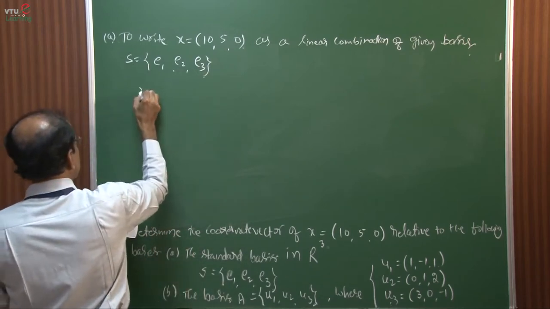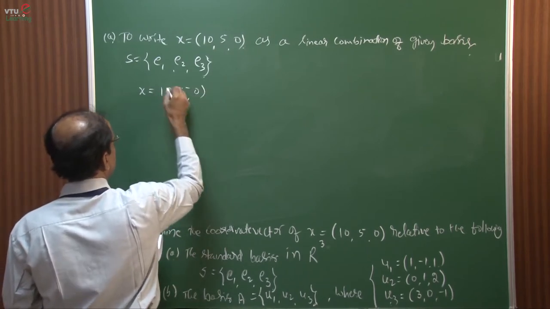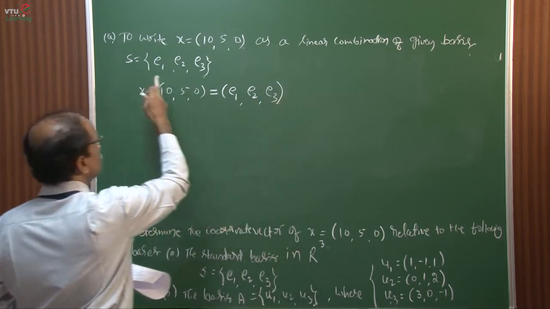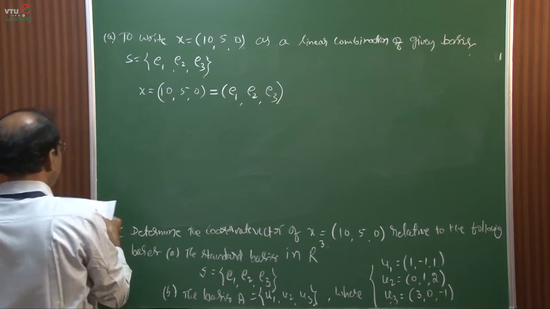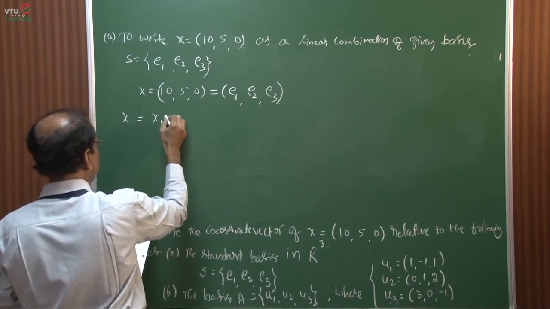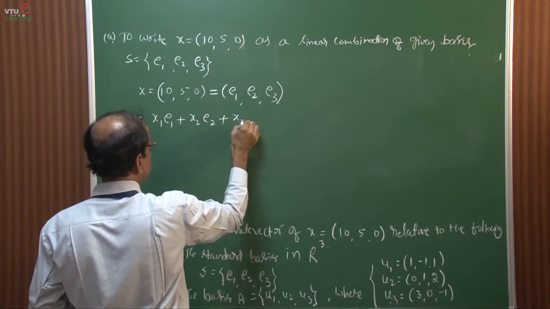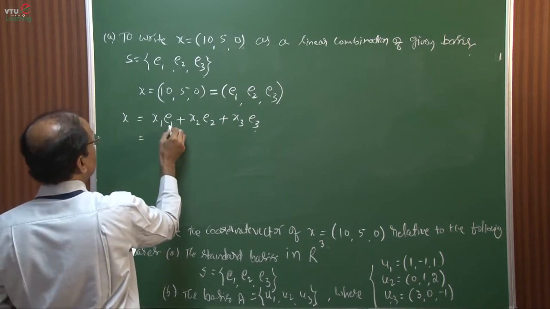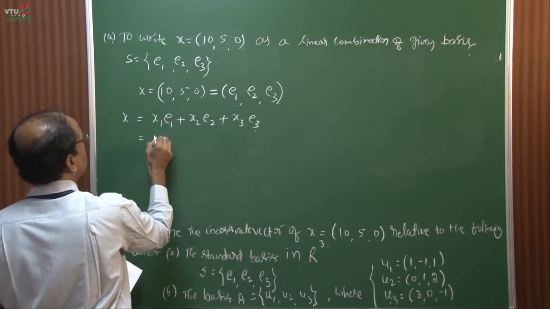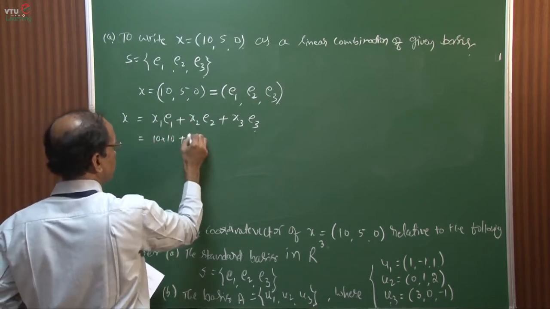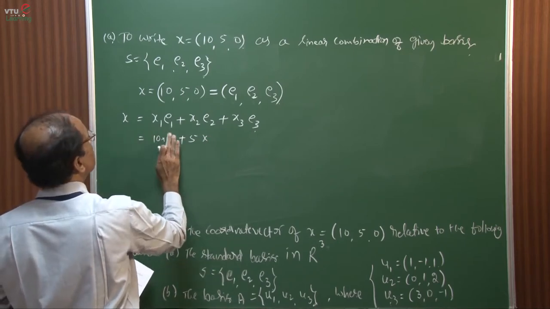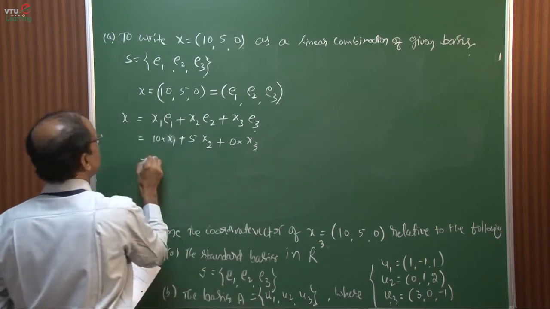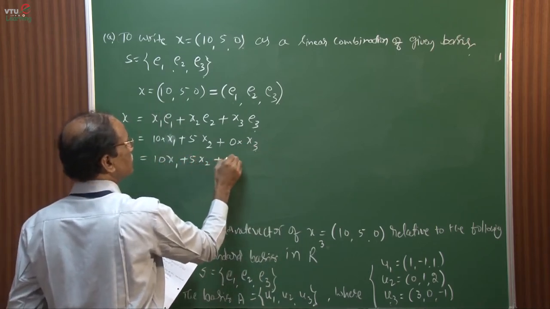We will write x equal to (10, 5, 0) and compare it with e1, e2 and e3, where S is the group of basis vectors. Then we can write x equal to x1 into e1 plus x2 into e2 plus x3 into e3. Then you can substitute these values for x1, x2 and x3. Therefore, 10 x1 plus 5 x2 plus 0 into x3.